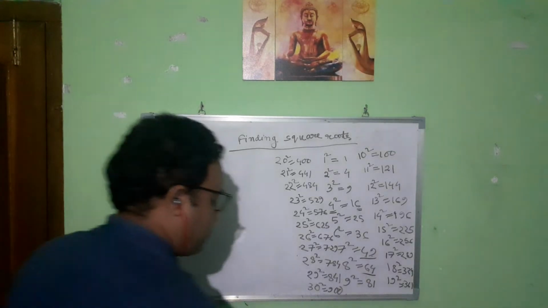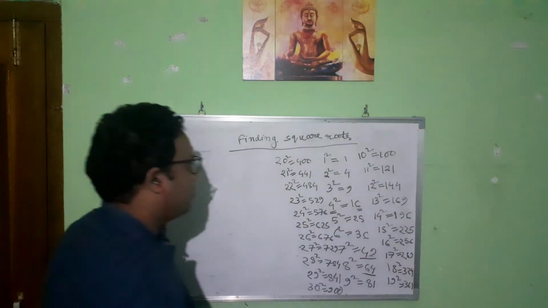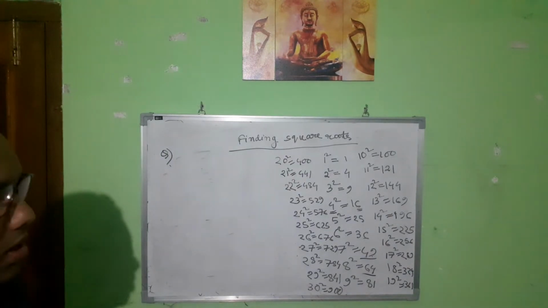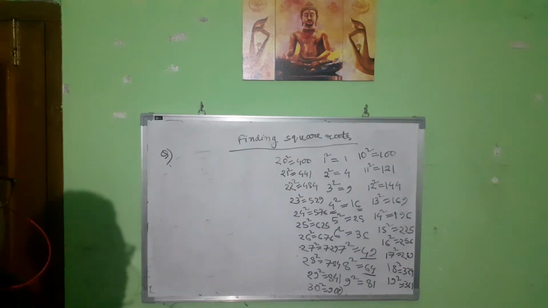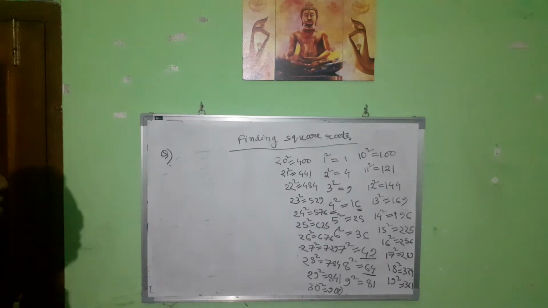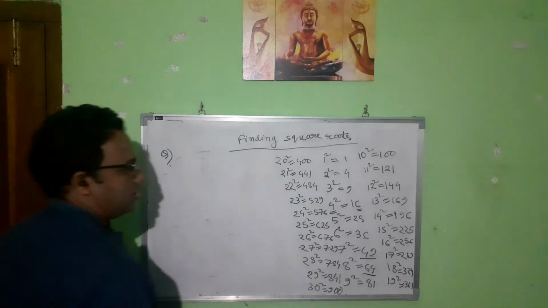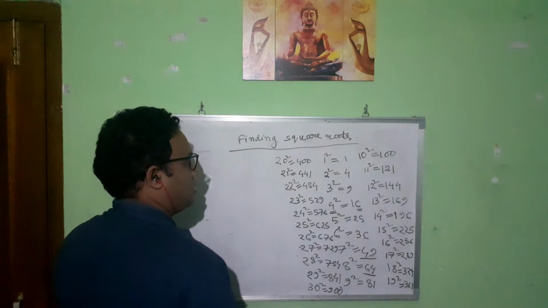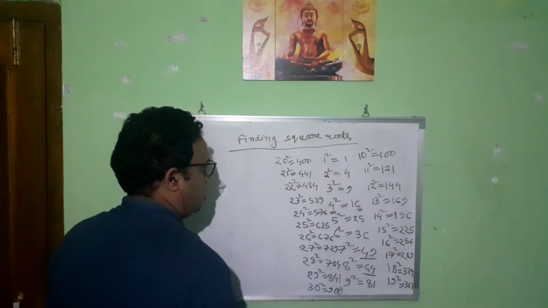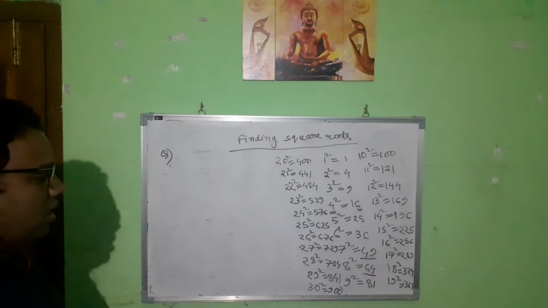So students, let us try to find the square roots of a particular number. This is a very common question that is commonly asked in the competitive examination. For this, you need to remember the squares of a few numbers starting from 1 and up to 30.